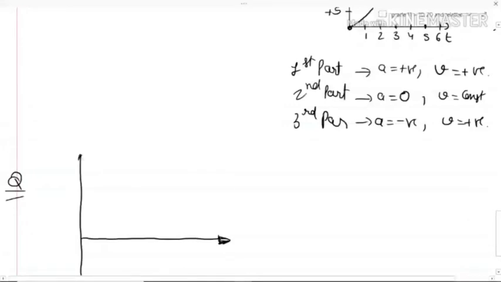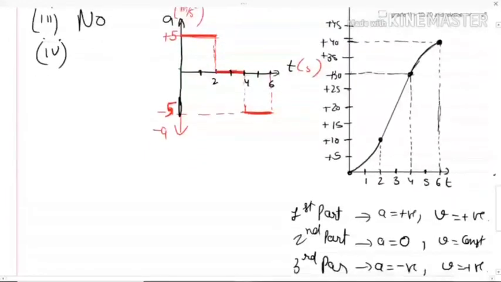Sir, can you show the final graph, this one graph once, please? Yeah, sure.